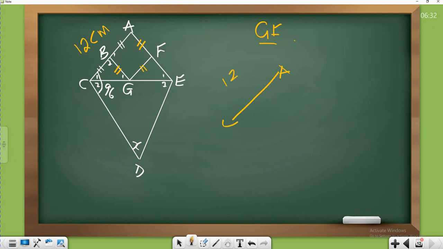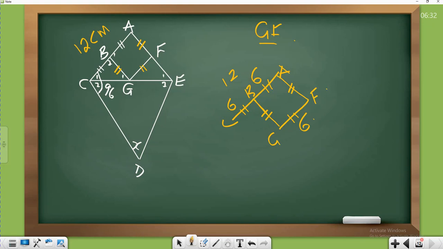Now, if you look at AC, AC is 12, right? And this line is divided into two, and we are told that this is equal to that. Automatically, can I say that is 6 and that is 6? So this is B. We're looking for GF, but we are told that it is a square. There's a square there, and we know that all the sides of a square are equal. So that would be 6 for GF. I hope the explanation makes sense.